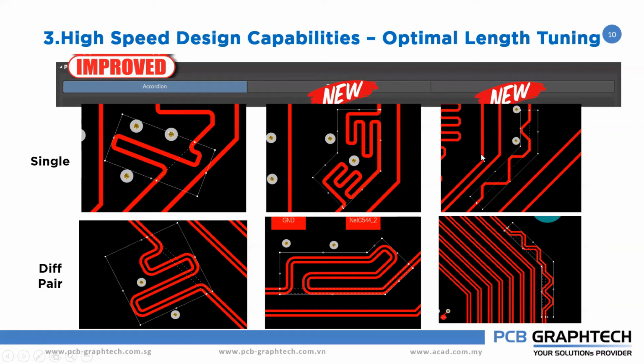Then, for sawtooth tuning, wherever you cannot use the accordion or the trombone, you can use sawtooth tuning. When your objects are so close, you can go for sawtooth tuning. With sawtooth tuning, the corners are not smooth, which is very important. It's a sharp bend here, so it can be used only when you cannot use your trombone or accordion, depending on the application.